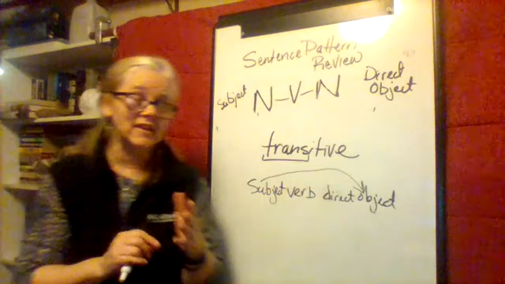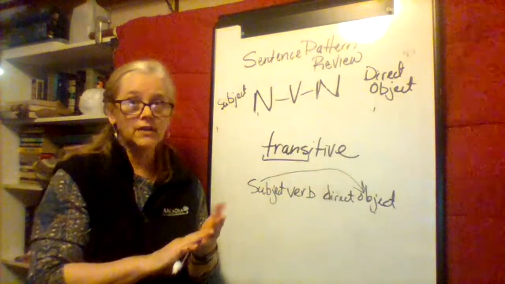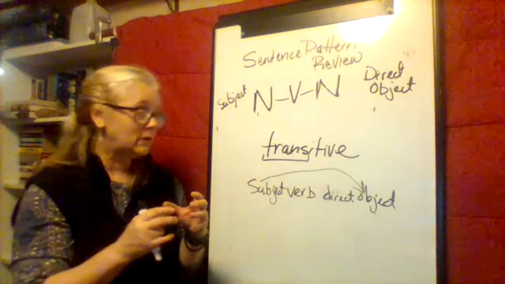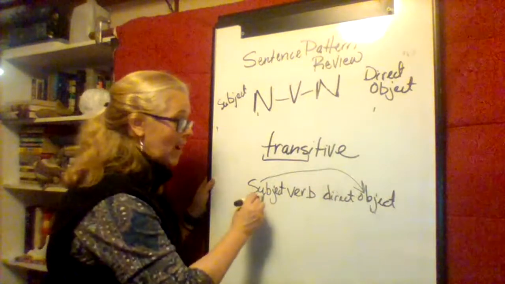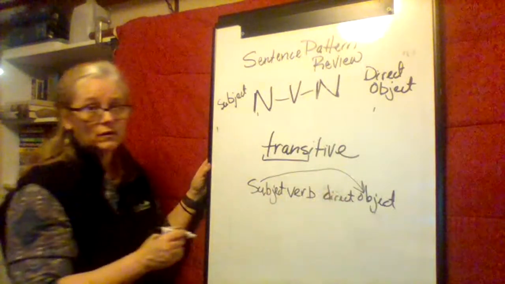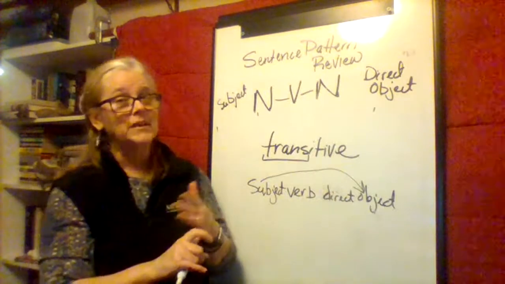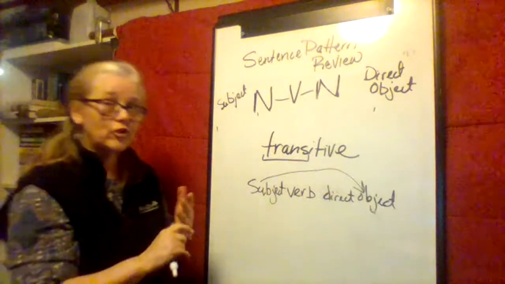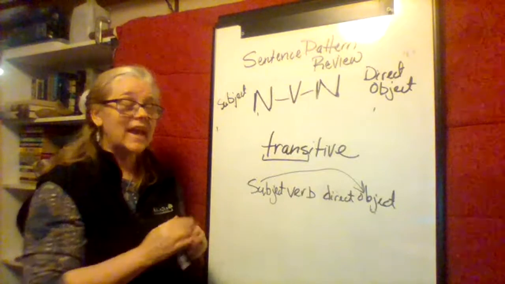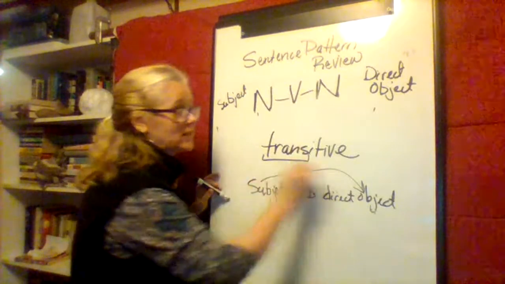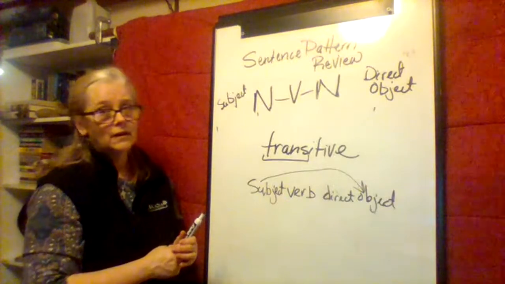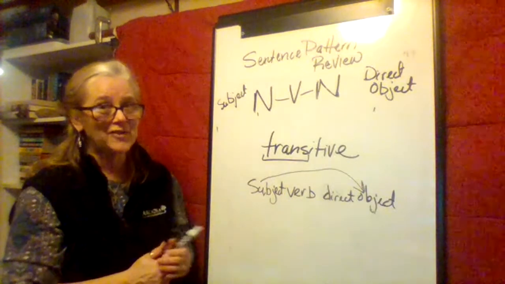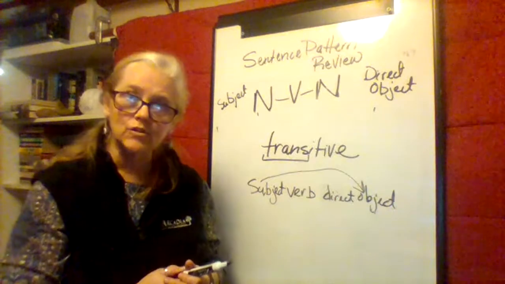So when I had the sentence, Mom hugged children, that verb, hugged, carried the action of the hugging from the mom to the children. When I had the sentence, family ate dinner, that verb, ate, carries the action from the subject to the direct object. All right. Our final sentence pattern for now is going to be sentences with indirect objects.